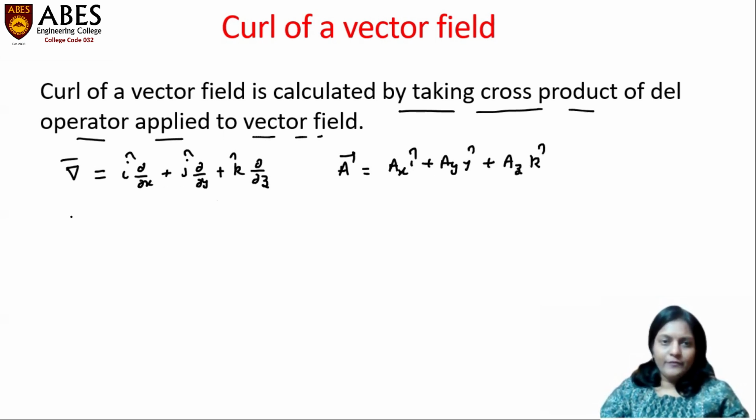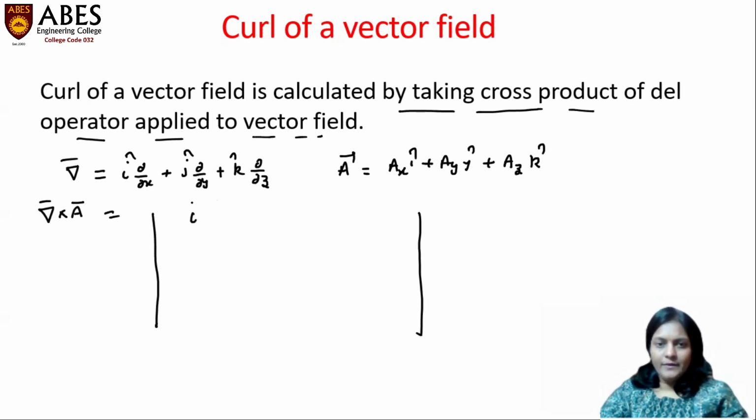Then the curl of the vector field is the cross product of the del operator with the vector field, which can be calculated by solving the determinant i, j, k. Del is del over del x, the i component is del over del x, the j component is del over del y, and the k component is del over del z. In vector A, the i component is ax, this is ay, and this is az.